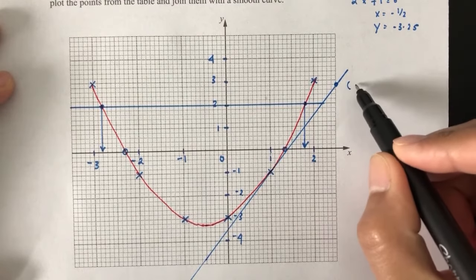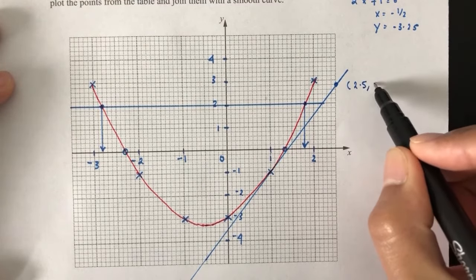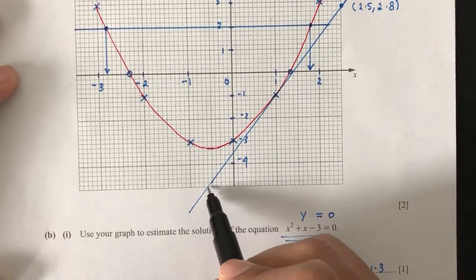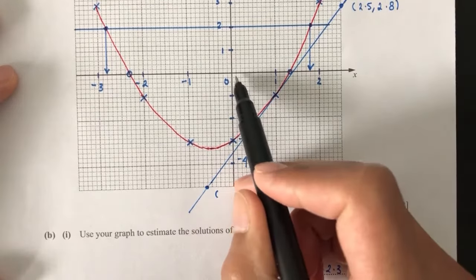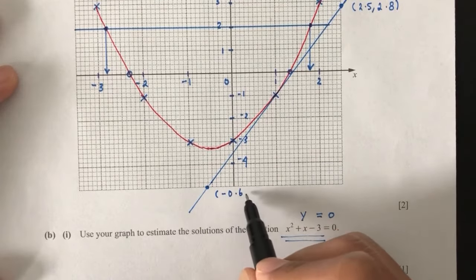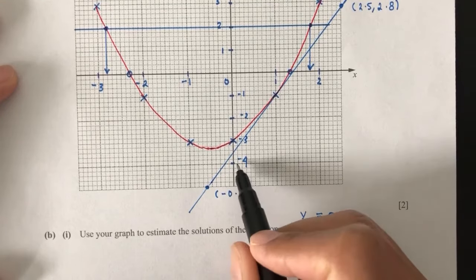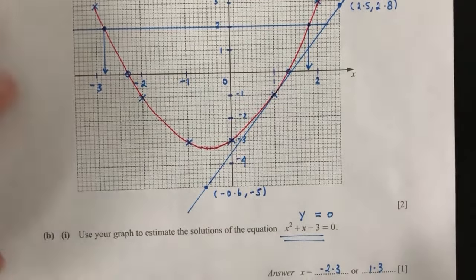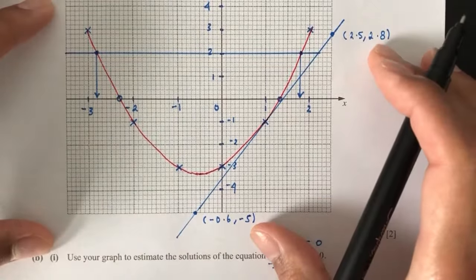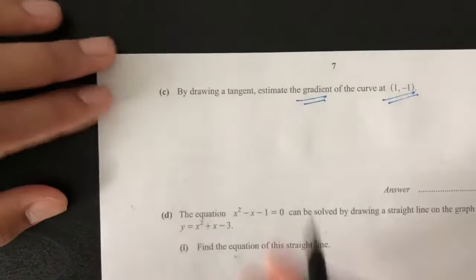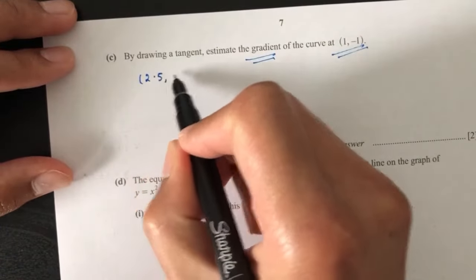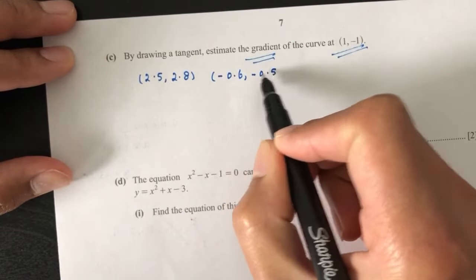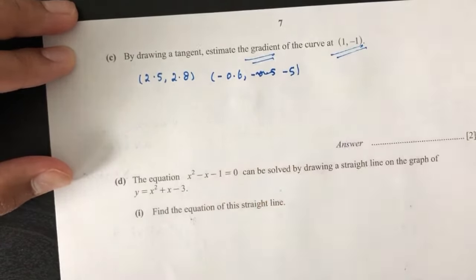This point is 2.5 and 2.8. That's the first point. And the point below will be, let's say this point. That will be minus 0.6 and minus 5. That's the 2 points. Okay, so let's use those 2 points to find the value for the gradient. So the first point is 2.5 and 2.8 and minus 0.6 and minus 5. Those are the 2 points that we have.